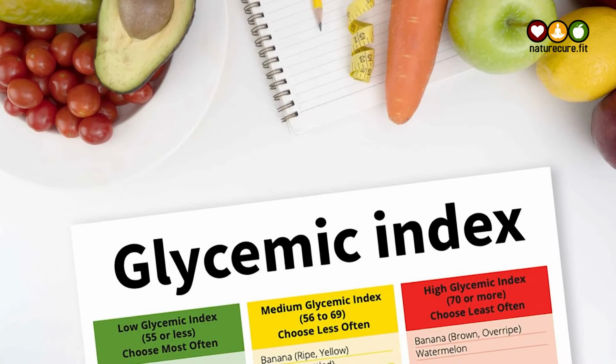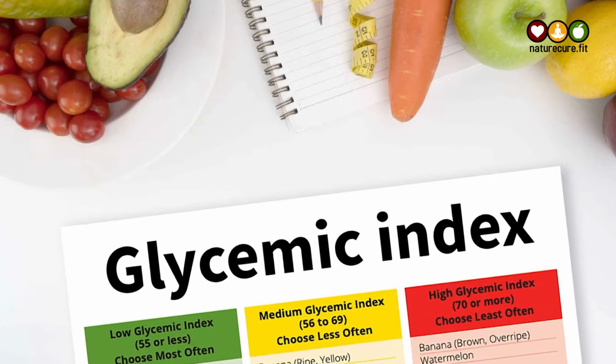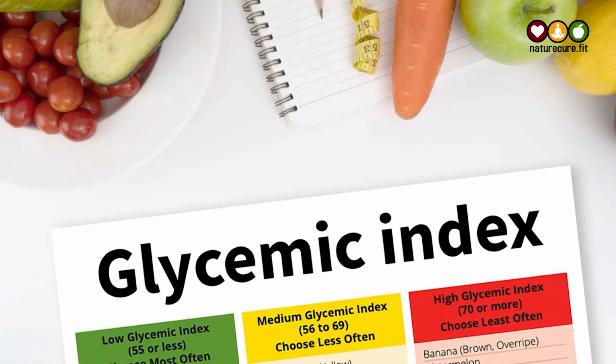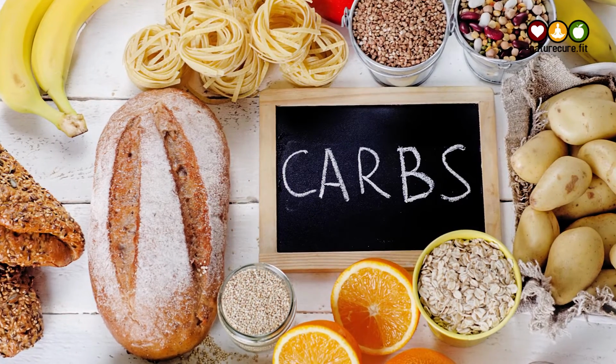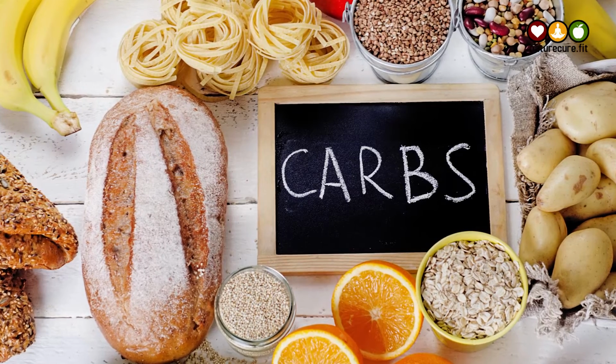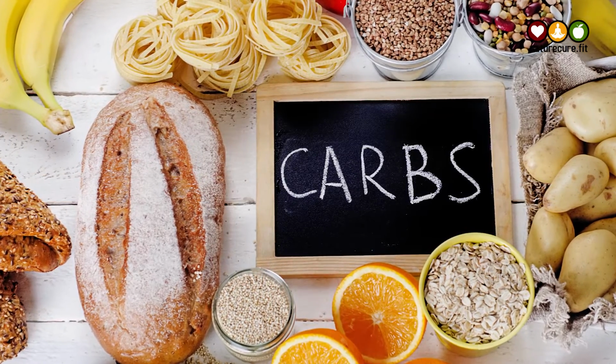Today I'm going to talk about the glycemic index of food and how you can make any food low in glycemic index. The glycemic index comes into the picture especially for diabetic patients. Their body will not have enough insulin, so they need to restrict carbohydrates in their diet. If they take too many simple carbohydrates, the requirement of insulin goes high.